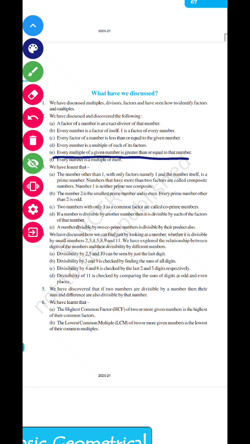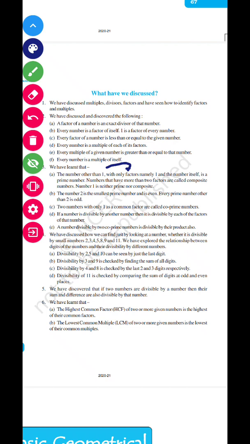And the fifth point, every multiple of the given number is greater than or equal to that number. So a multiple will be greater than or equal to that number. Then every number is a multiple of itself. That also we learned.